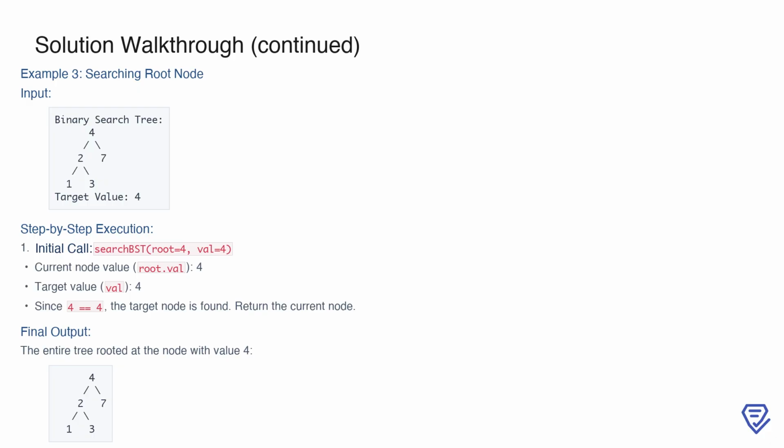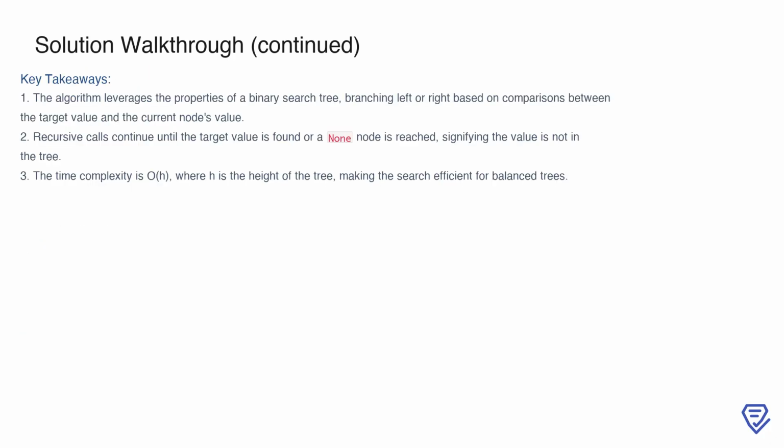In summary, the search algorithm takes advantage of the inherent properties of a binary search tree, where values in the left subtree are smaller than the root, and values in the right subtree are larger. This allows the algorithm to branch left or right based on a simple comparison between the target value and the current node's value. Recursive calls continue until either the target value is found or a None node is reached, which indicates that the value is not in the tree. The time complexity of this approach is O(h), where h is the height of the tree. This makes it especially efficient for balanced trees, as the height is minimized in such cases.